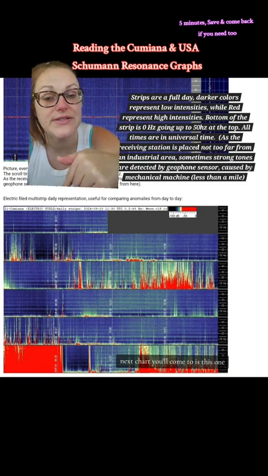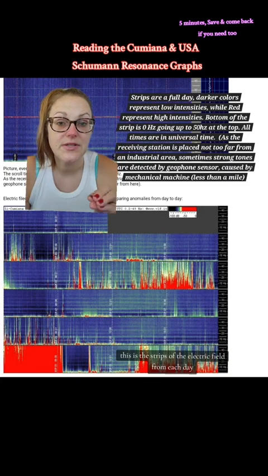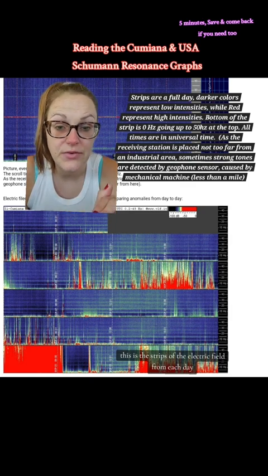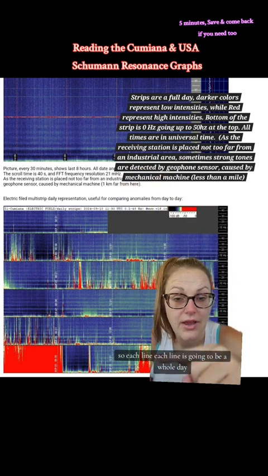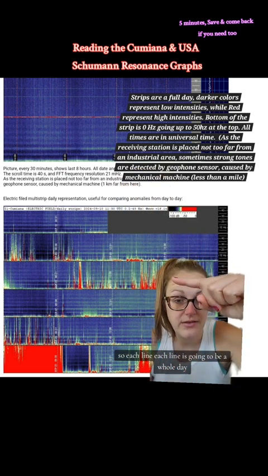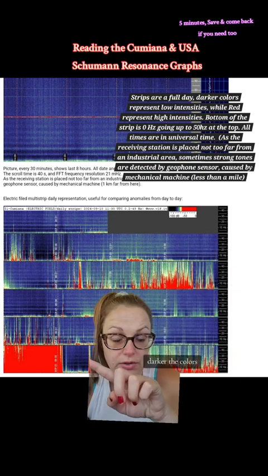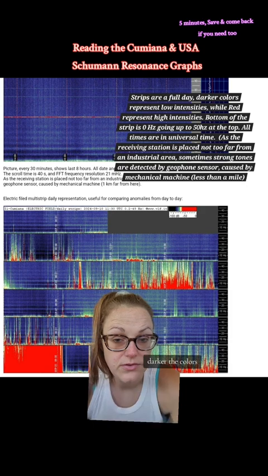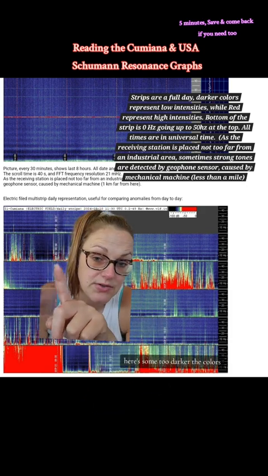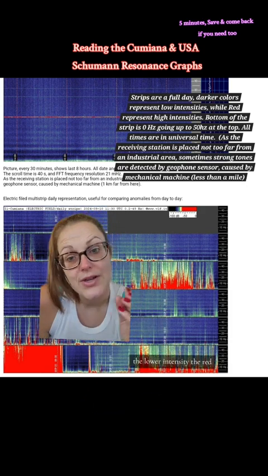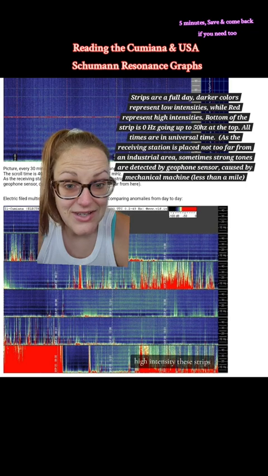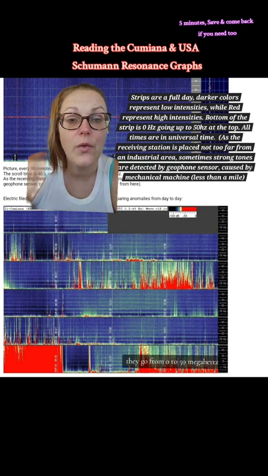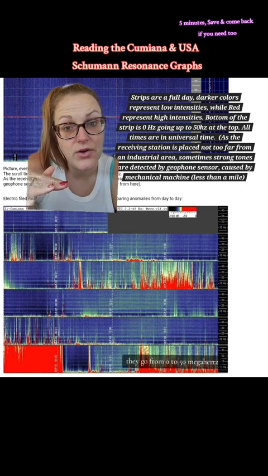Next chart you'll come to is this one. This is the strips of the electric field from each day. So each line is going to be a whole day. The darker the colors, the lower the intensity. The red, high intensity. These strips go from 0 to 50 megahertz.